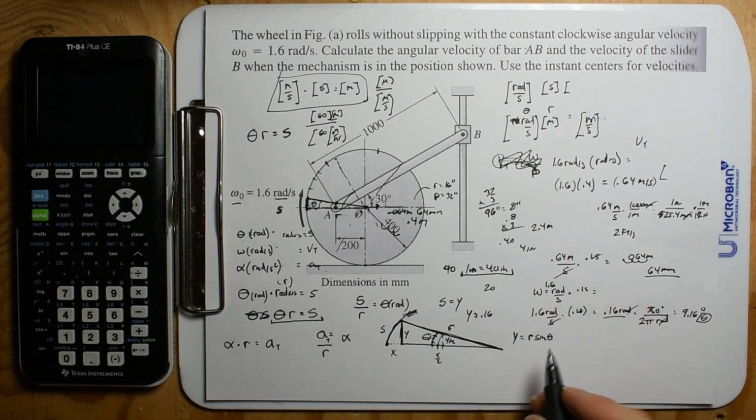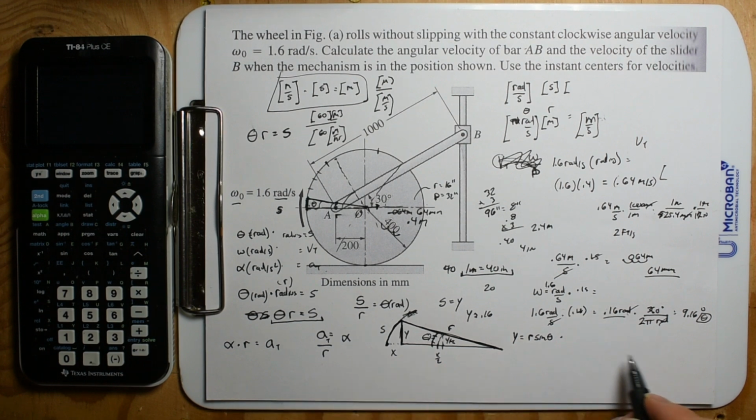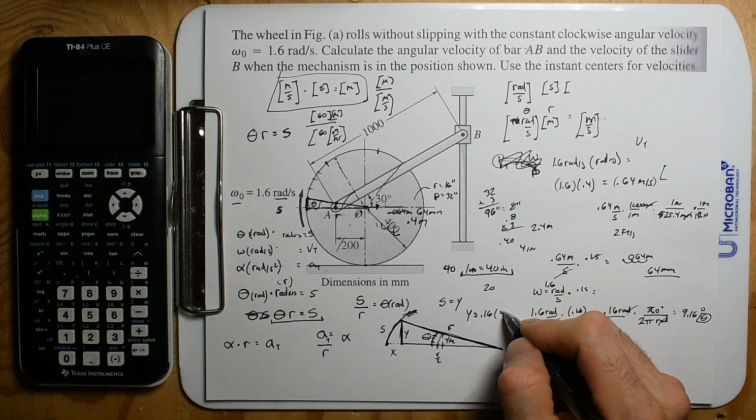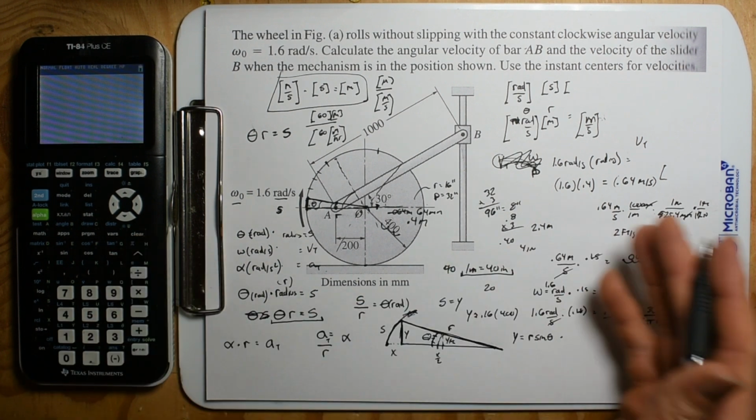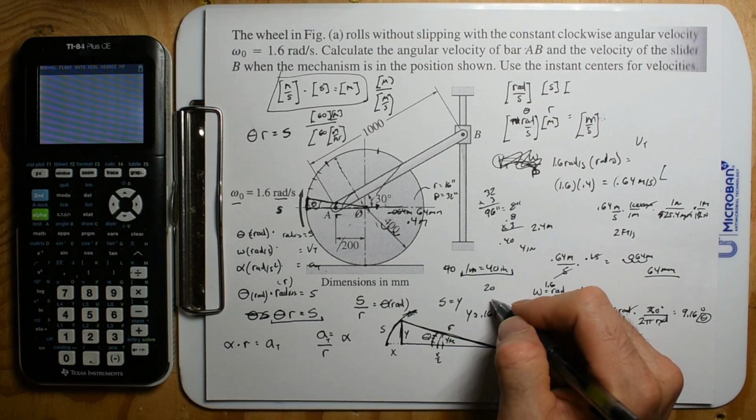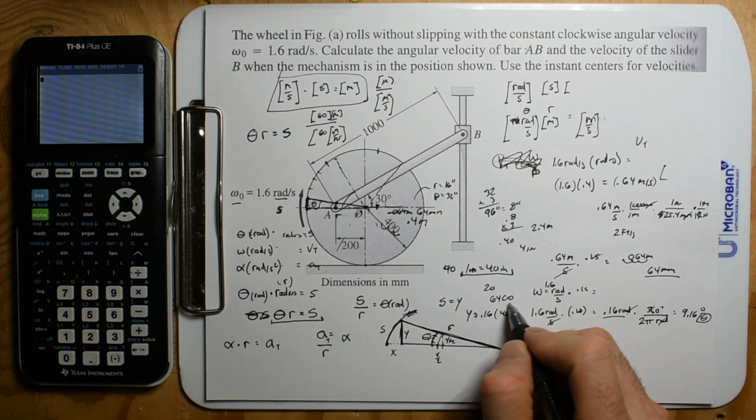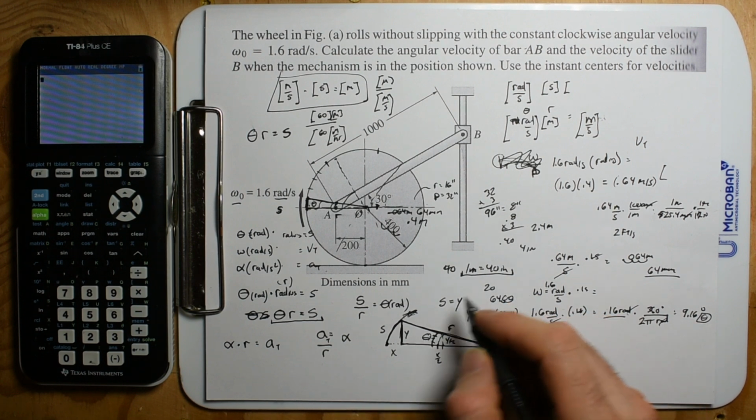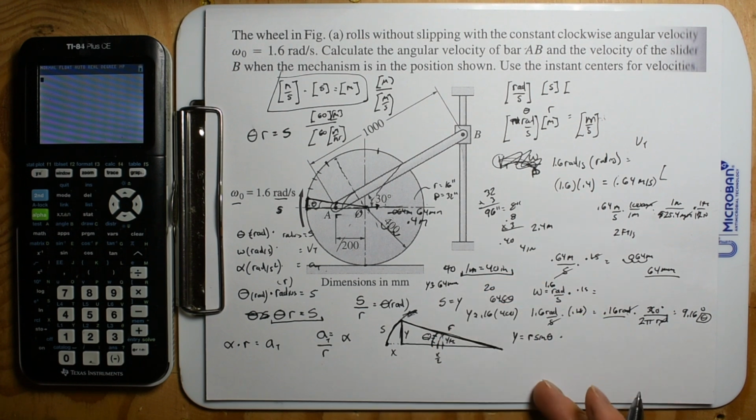Cool. So now when we do this, oh damn it. No, it's 0.16 times the radius, which is 400. So we have 64, two zeros, and then do that. So cool, we're at 64 millimeters. So y is approximately 64 millimeters.